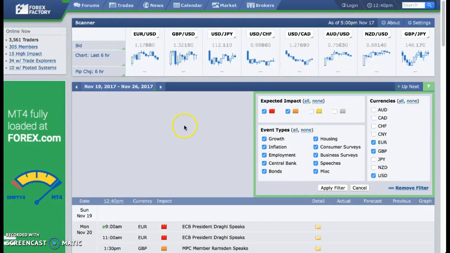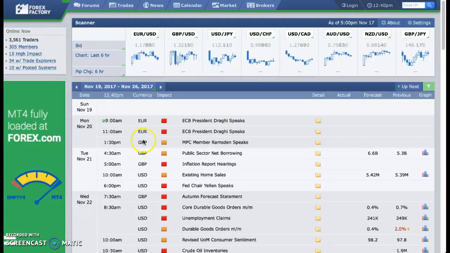So when we come to Forex Factory, we will immediately see whatever news events or non-news events. Like today is Sunday, for example. These events are for Monday, for Tuesday, and for Wednesday. You can see over here, it tells you the day and it tells you the date. So today's Sunday, November 19th. There's no red or orange events coming out today.